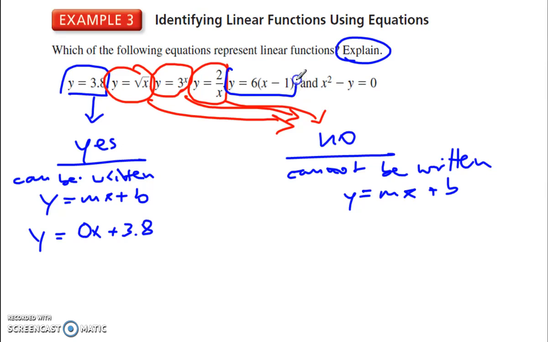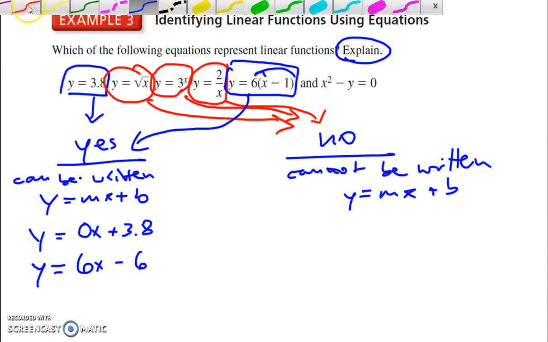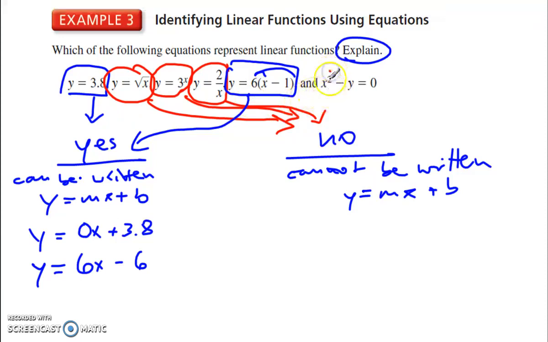This one is a yes, because we can change that with the distributive property. We get y equals 6x minus 6. And then this one here, anytime you have an exponent with the x, that is not linear, so that is no, cannot be written as y equals mx plus b.